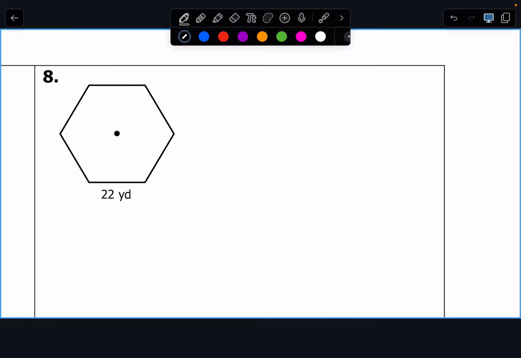Wait, so it's what I was just talking about. No, it's not. Okay, what's our perimeter? Okay, our perimeter is 22 times 6, which is 132. But sad day, we don't know what our apothem is.